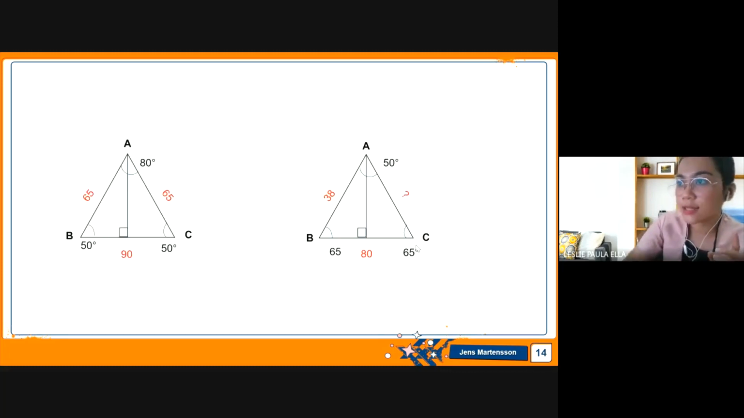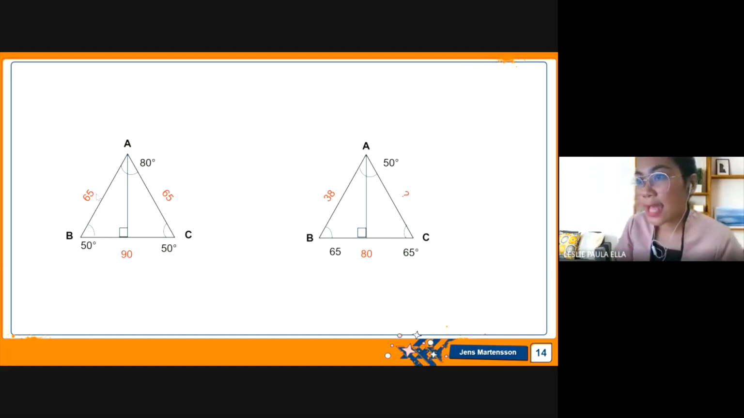So let's see. We have here another example. We have 80, 50, and 50 as the value of their angles, and the side is 65 that is congruent. Line AB is 65 that is congruent to line AC. So we have 65 and 65.